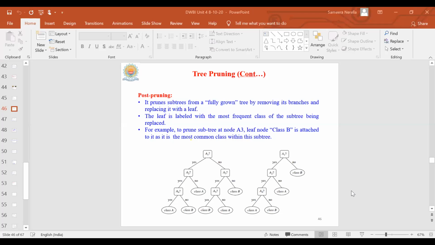My screen is visible, right? Yes, ma'am. Okay. For this class, we have faced some internet connectivity problem. Since LAN is not working, I am connected through hotspot only.